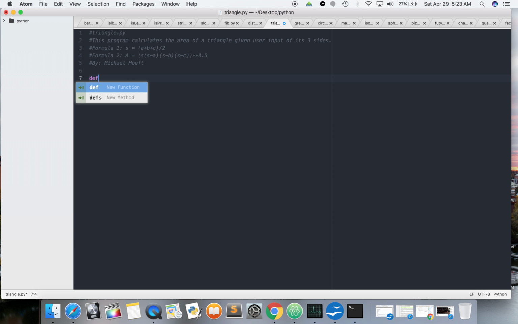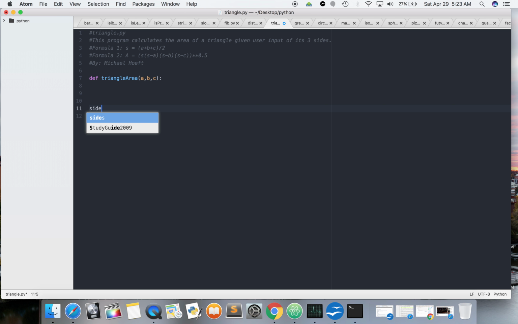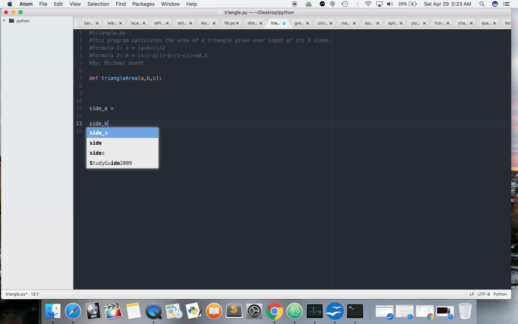All right. So we're going to do def triangle area A, B, C. I think it'll be easier to read in the function, so let's just do side A, and then side B, side C.